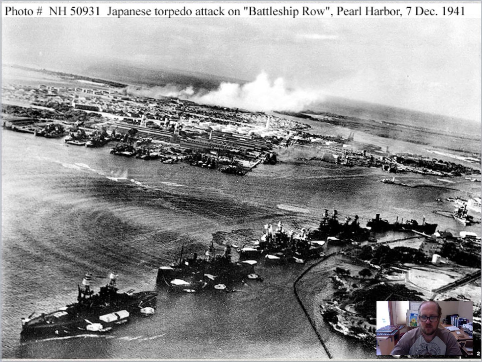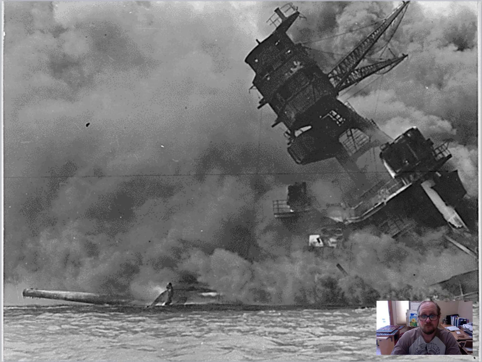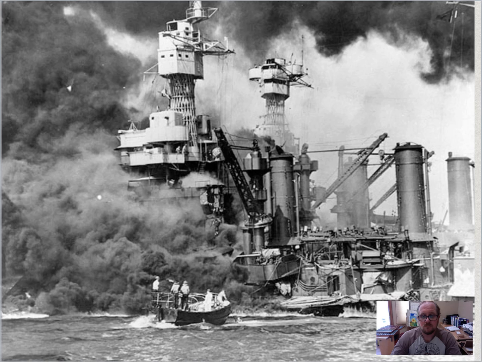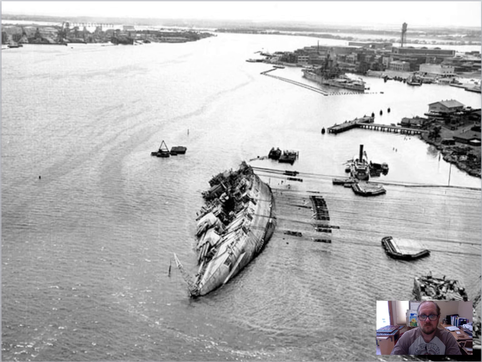Here are some pictures of the attack itself. And there's the USS Arizona, one of the most famous battleships that was lost during this battle. After the battle happened, you see that with a lot of these ships, we were able to salvage them. Again, we weren't going to be able to completely reuse this ship, but we were able to salvage it for metal to be remade into new ships, which is going to be huge.